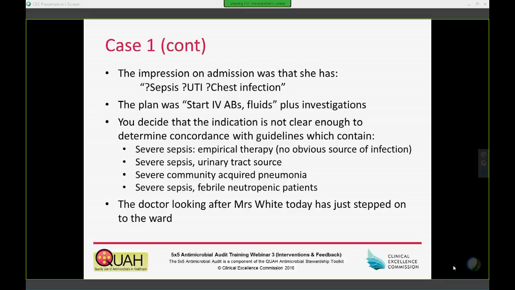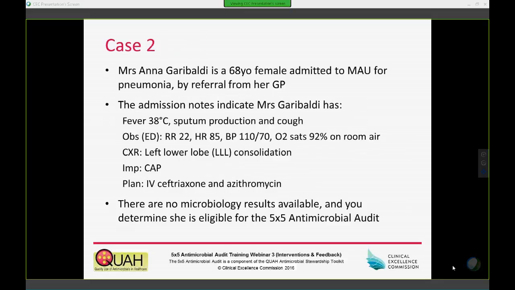Okay, so for case 2, this is a case of Mrs. Anna Garibaldi, and she's a 68-year-old female admitted to MAU for pneumonia by referral from her GP. The admission notes indicate that Mrs. Garibaldi has a fever of 38 degrees, sputum production and a cough. Her observations showed a respiratory rate of 22, a heart rate of 85, blood pressure of 110 on 70, and oxygen saturations at 92% on room air.